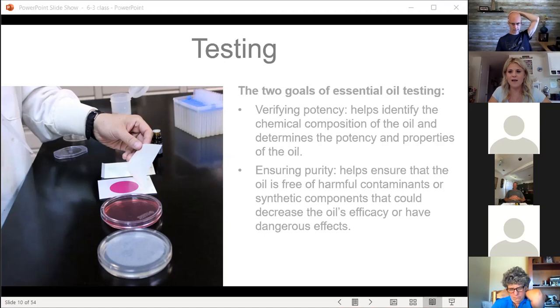Helps ensure that the oil is free of any harmful contaminants or synthetic components. Contaminants and synthetic components can alter both the chemical and physical elements of the oil, which decreases the oil's efficiency and also can have dangerous effects. Testing also allows the essential oil producer to check to see if there's been any alteration to those essential oils.